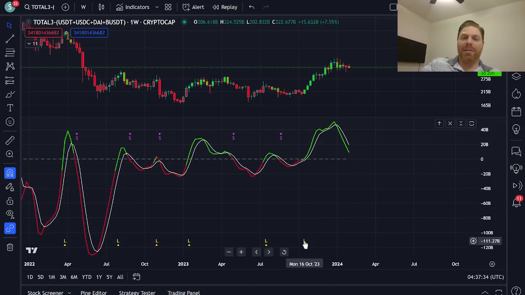It prints long signals when price is going up, and it prints short signals when price is going down. And it gives you an idea of what the overall sentiment is. So right now you'll notice we got a cross back on January 1st, and the rail, the hyperspace rail, is heading down.